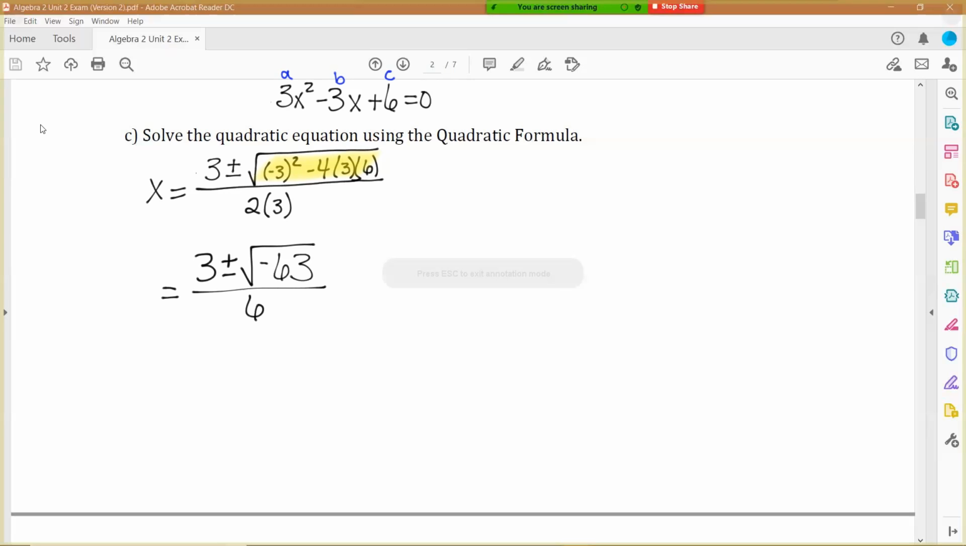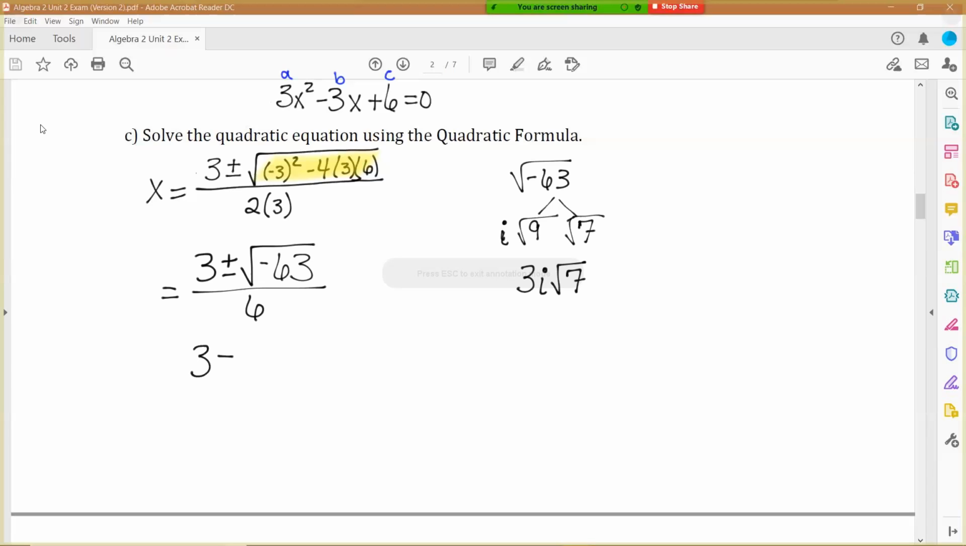So now I want to go ahead and start simplifying. I'm going to check, is 63 a perfect square? No, so I'm going to have to take the square root of negative 63 and break it apart. So I want a perfect square times some other number that gives me 63. 7 times 9. So the square root of 7 times the square root of 9, since it's negative, I know I'm going to have an i out here too. I know the square root of 9 is 3, so I'm going to have 3i times the square root of 7.